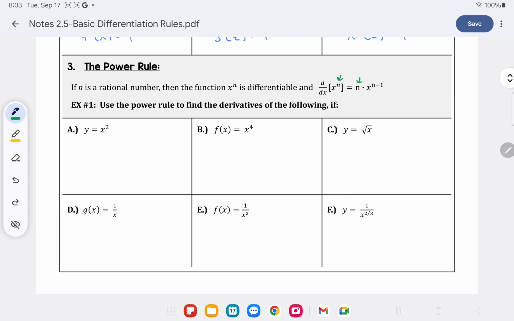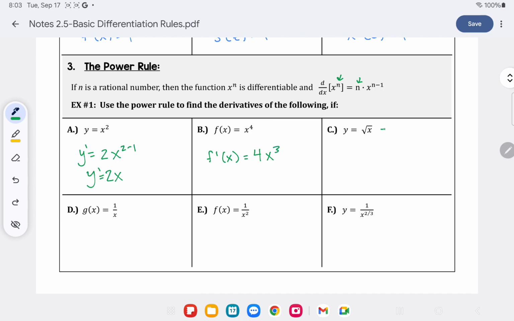So let's look at that on A. If I'm taking the derivative of this function, the exponent of 2 becomes the leading coefficient, and then I'm going to take 2 minus 1, and that's going to become my new exponent. So the derivative of y is 2x to the first power. Similarly, on B, my derivative of f, that 4 becomes my leading coefficient. x to the 4 minus 1 is third power.